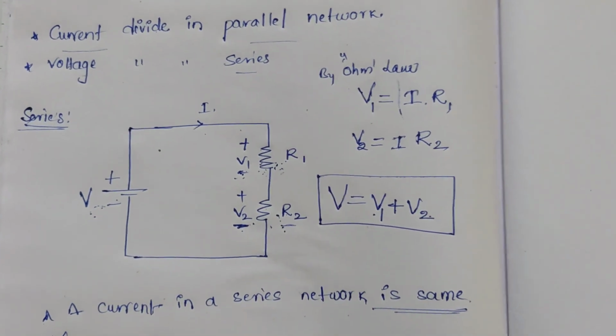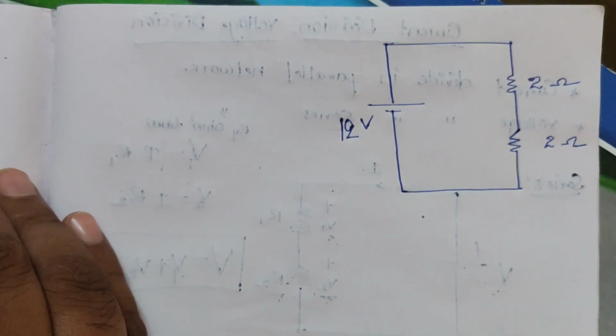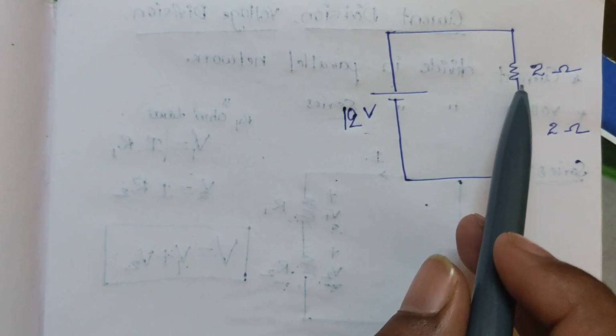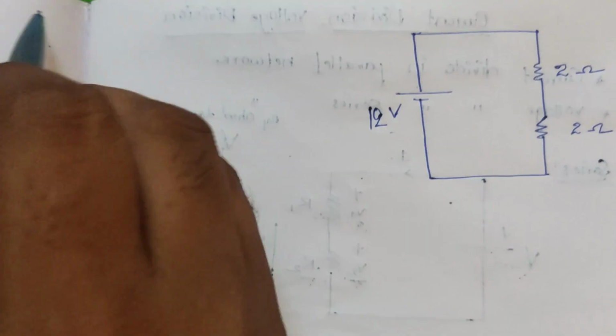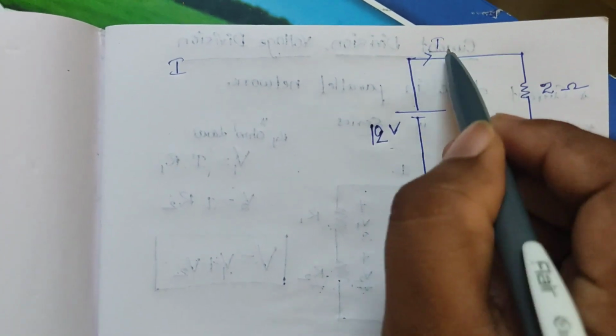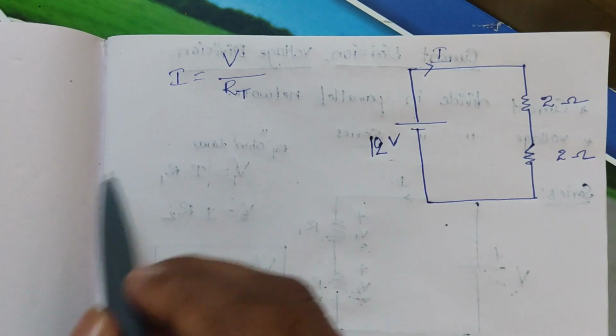Now let us take one problem so that we can understand it clearly. We have a voltage source of 12 volts and resistors connected in series, 2 ohms and 2 ohms. How can we find the current here? What is the current I? I is nothing but the source voltage by the total resistance, according to Ohm's law. So what is the total resistance?